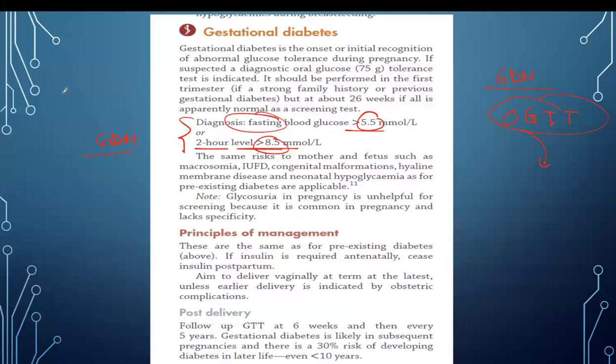Now remember, there is a RACGP guideline for gestational diabetes. Please make sure you read it at least once because a lot of questions come from there. What are the risks of GDM? Same as macrosomia, intrauterine fetal death, all of the things that we discussed. Management comes a lot.